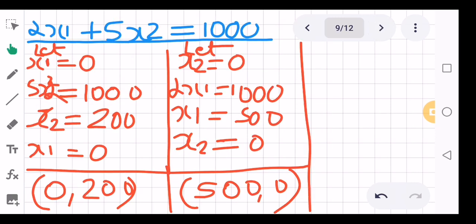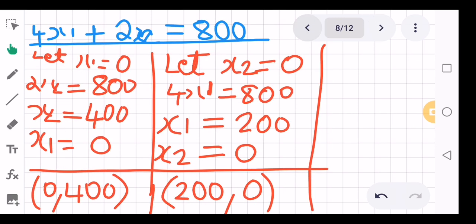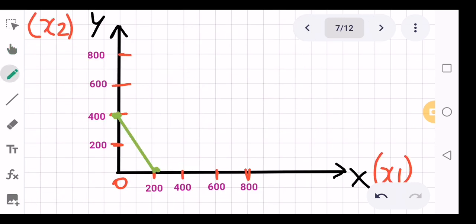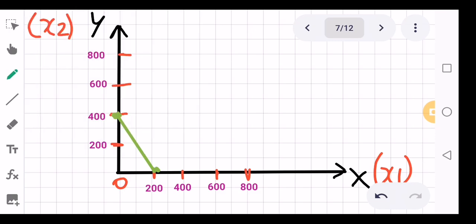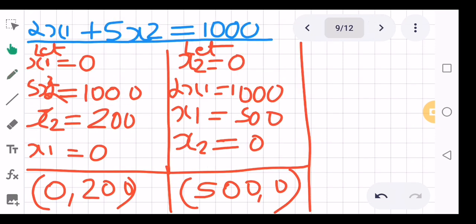Now the second constraint, 0, 200. On the x-axis we need 0, that is here. On the y-axis we need 200, that is over here. So 0, 200 is the point over here. Let's take another color, I'll take purple. So here I'm marking this point. Now for the second constraint, the second point is 500, 0.